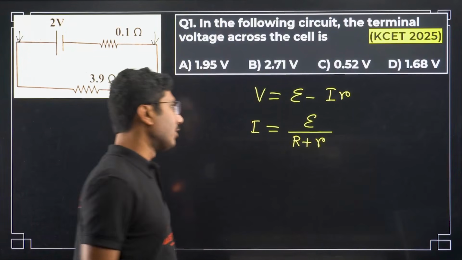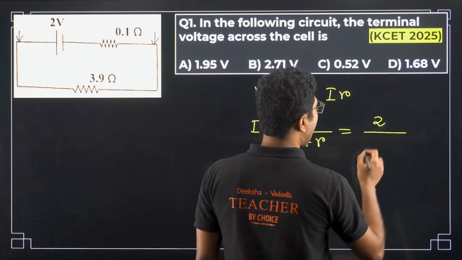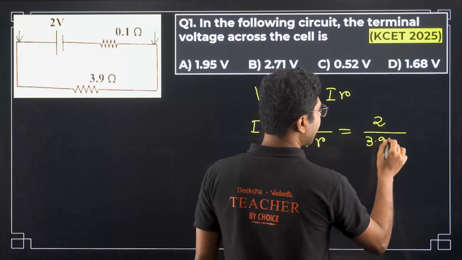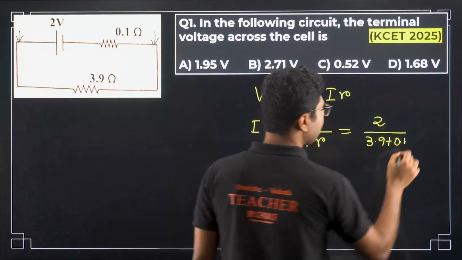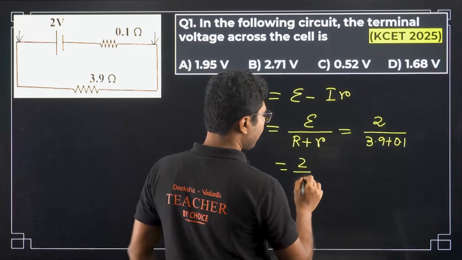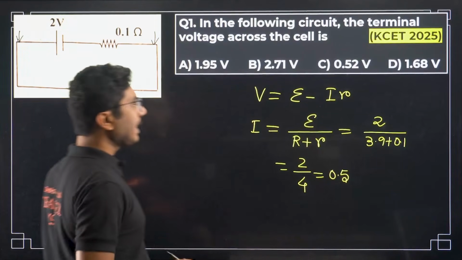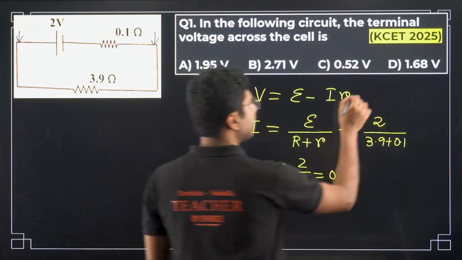Right? These are the formulas. So epsilon is given as 2 volt, R is given as 3.9 and small r is given as 0.1. So the current will be 2 divided by 4, that is 0.5. Right, now you have to put this value in this equation.